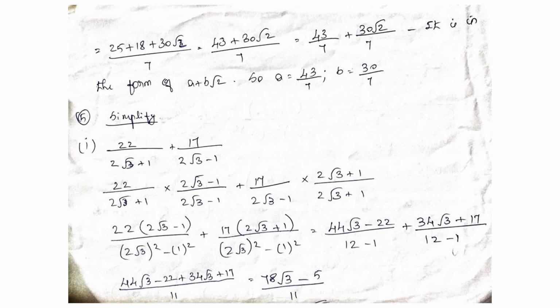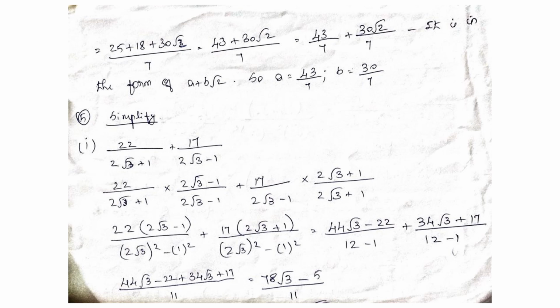Okay. So what we'll get, a is equal to 43 by 7, b is equal to 30 by 7. The next one, fifth sum, is simplify. The first sum is 22 by 2 root 3 plus 1 plus 17 by 2 root 3 minus 1. So here, before doing the addition, we need to rationalize the terms. Okay, so what we need to do?